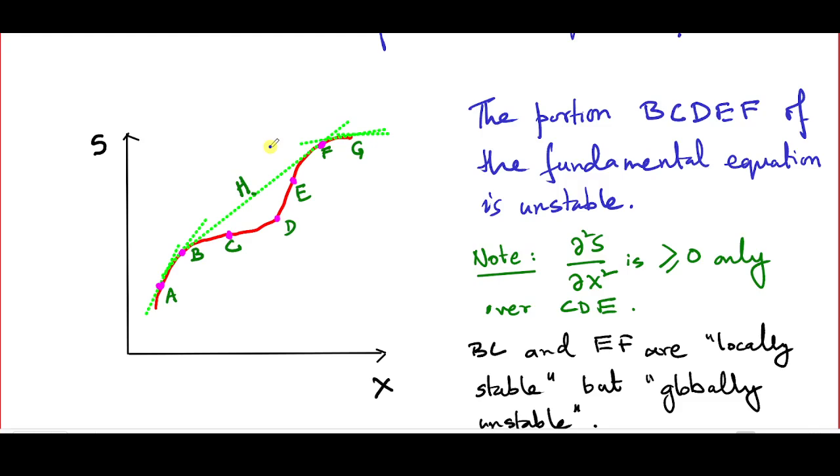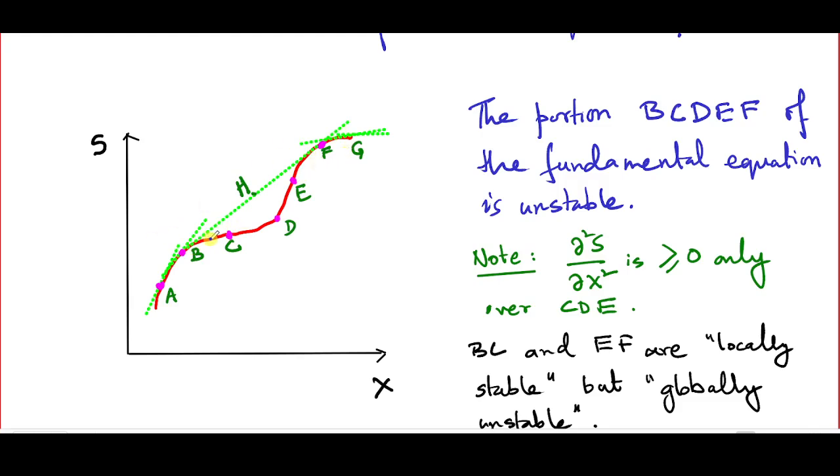Let me also stress that only in the path between C to E do you have the first derivative, the slope of the curve, increasing. So del 2s del x2 is greater than or equal to 0 only from C to E. If you look at the region between B to C here or E to F here, in both these regions the slope is actually decreasing. The curve is becoming flatter as you increase x. That means in BC, also in EF, you actually have local stability.